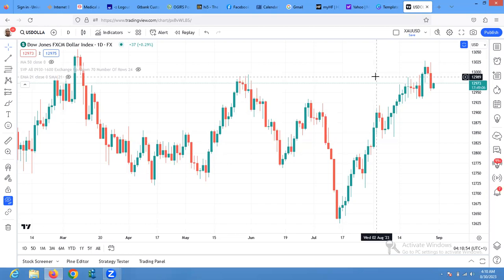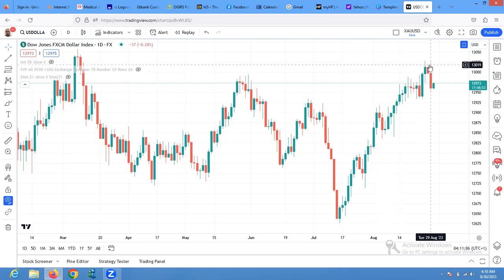So I don't want to waste too much of your time. This is an evening star here. Did this one send price to the downside? No, just a correction. Likewise here, we are seeing a formation of what looks like an evening star also here. Will this send price to the downside?